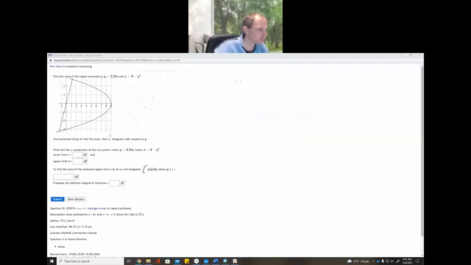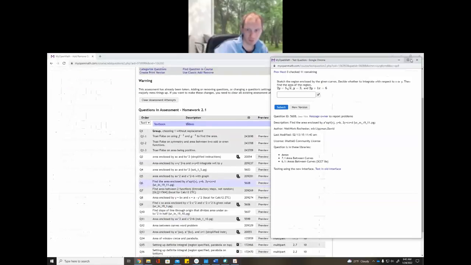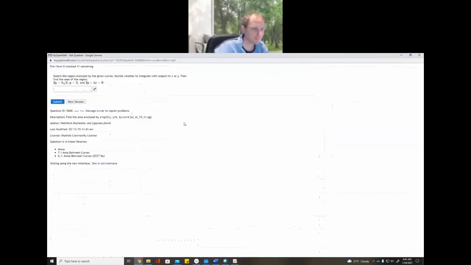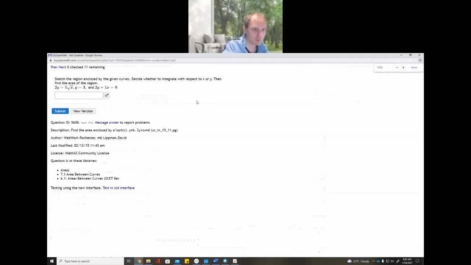Okay, so then 2.1, you said the sixth sum. Is that this one? Yes. Okay. See if I can make that a little bigger for you. There we go. Sketch the region enclosed by the curves, decide whether to integrate with respect to x or y, then find the area of the region. I'm going to try to just freehand graph this and see where we end up.